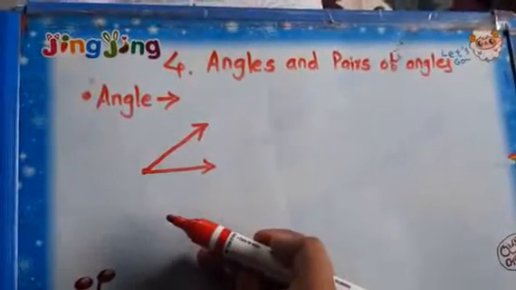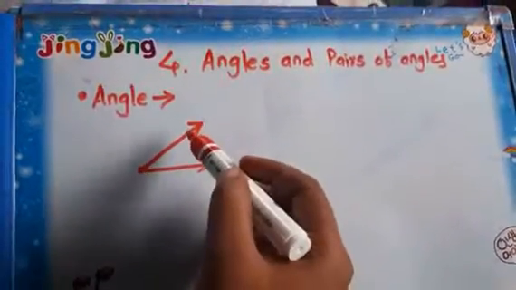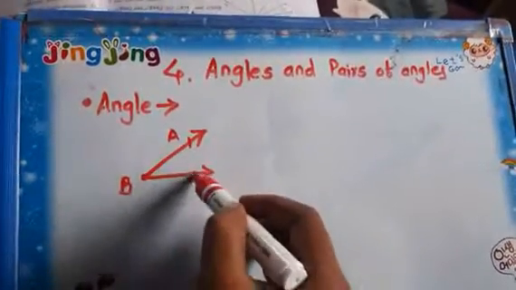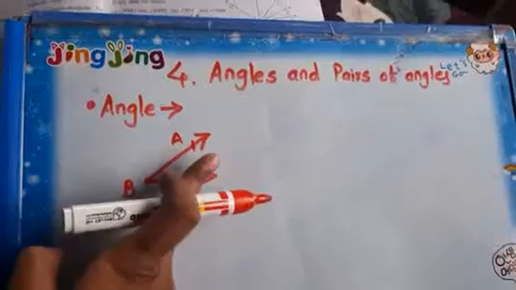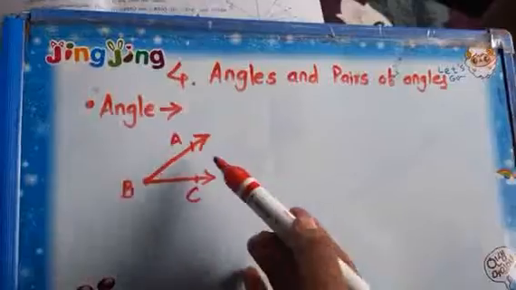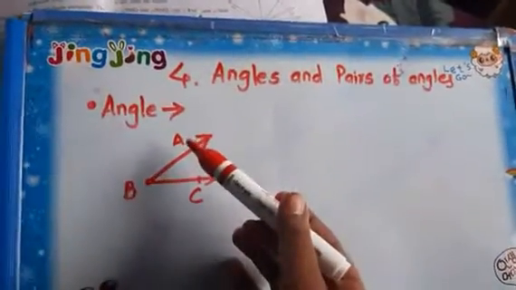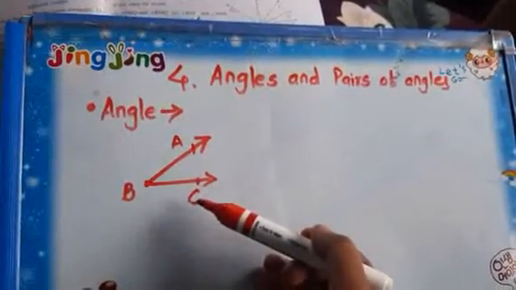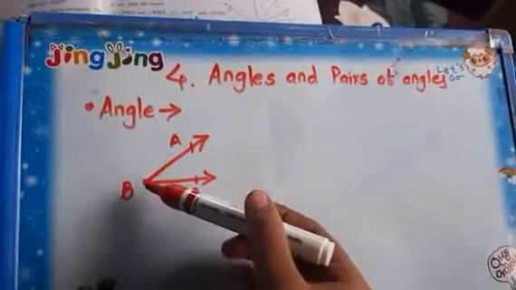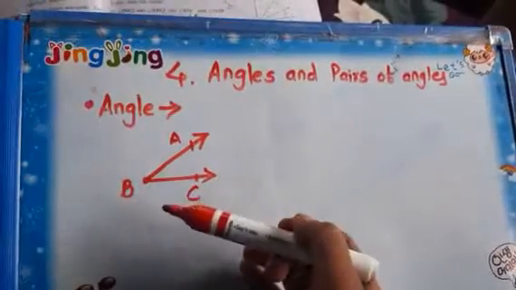Now, how to write or how to read these angles? Angles have 3 points. Suppose here I will write the names A, B and C. First ray is AB, second ray is BC or CB. So these two separate rays are forming this angle. So the name of this angle will be either ABC or CBA, or only the central point, the common point, as a name of this angle we can say.